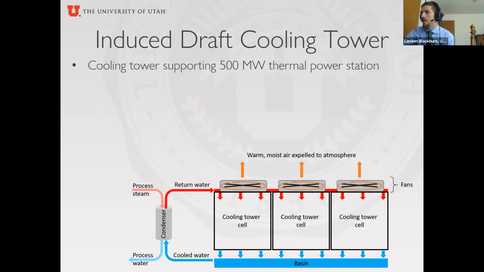So I'll explain a little bit in a minute how the machine learning, the optimization tied in here. But I want to give a quick background on how cooling towers work, just so we're all up to speed here.